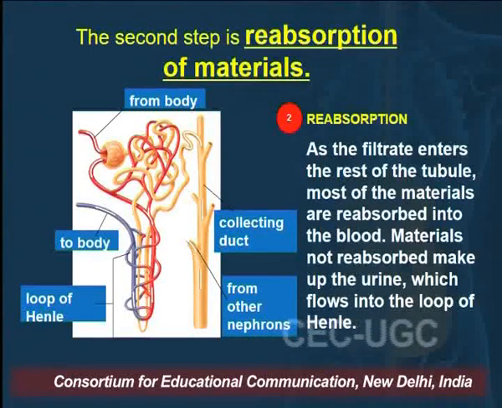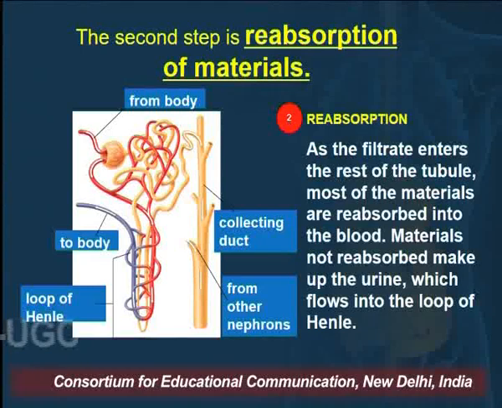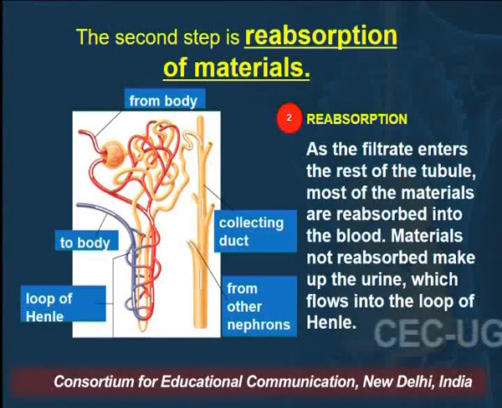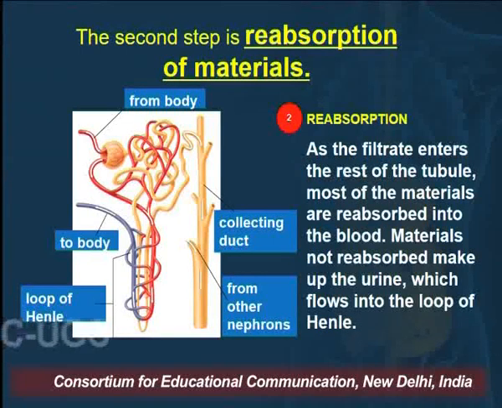The second step is reabsorption of materials. In this, the most important parts are the loop of Henle and the collecting duct of the nephron. As the filtrate enters the rest of the tubule, most of the materials are reabsorbed into the blood. Materials not reabsorbed make up the urine, which flows into the loop of Henle.